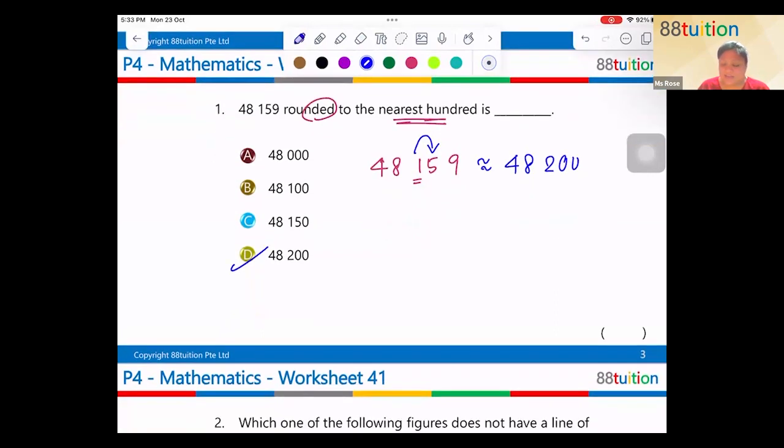If they ask to round to the nearest 10, what would the answer be? I'm just giving another example. Round off to the nearest 10, what would your answer be? Anyone? If you're shy, you can tap. So that it'll be 48,160. Thank you for your answer. You can leave your answers in the chat.